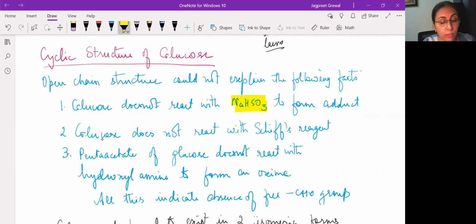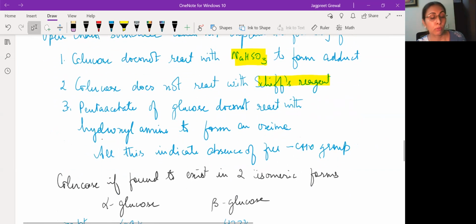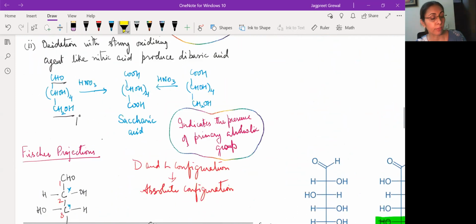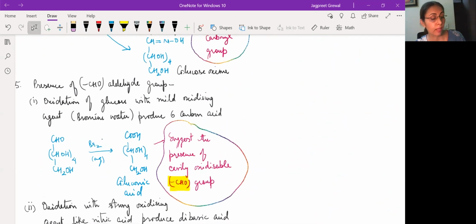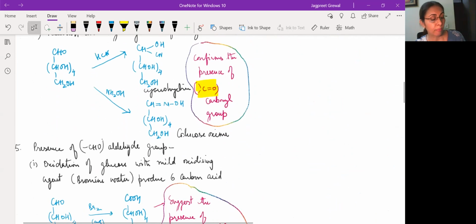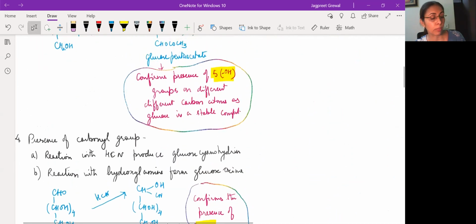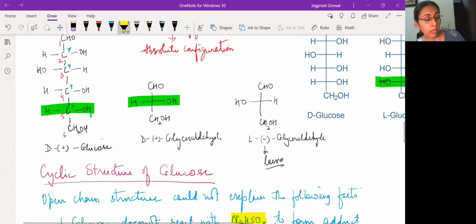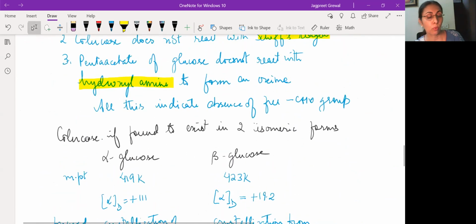It does not give the Schiff's reagent test, that is a test of aldehyde group. Pentaacetate of glucose does not react with hydroxylamine. It does not react with hydroxylamine to form an oxime. Although glucose itself reacts with hydroxylamine to form oxime, we have done this reaction over here, but pentaacetate does not do it. This does not react, although the CHO group is free, okay, according to the open chain structure. So what does this indicate? It indicates the absence of free CHO group. It means the CHO group is not free.